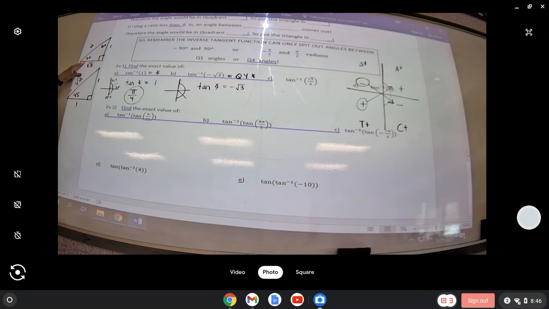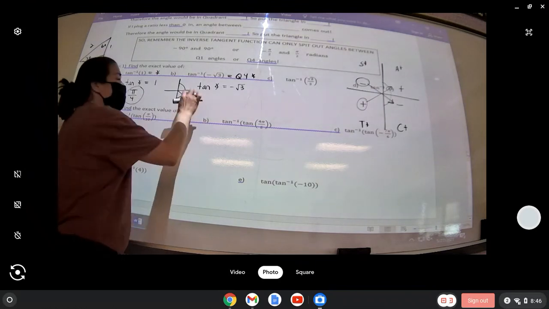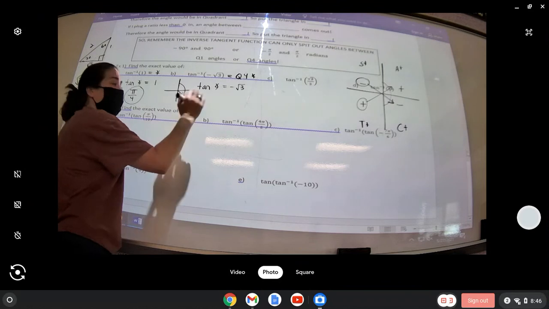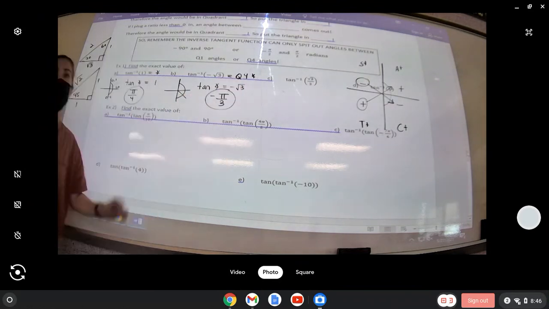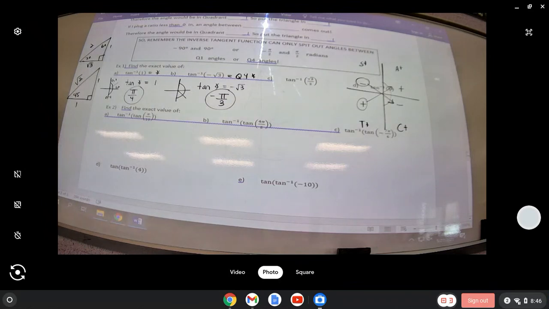Well, guys, the tangent of a 30 is 1 over root 3, O over A. And then that would be what, root 3 over 3 when you rationalize it? So it ain't a 30. What's the tangent of a 60? Root 3 over 1. It's a 60, which is pi over 3. And since it's in quadrant 4, it's not positive pi over 3, it must be negative pi over 3. And that's the angle that the inverse tangent would be capable of spitting out. All right? All right, what about the next one?